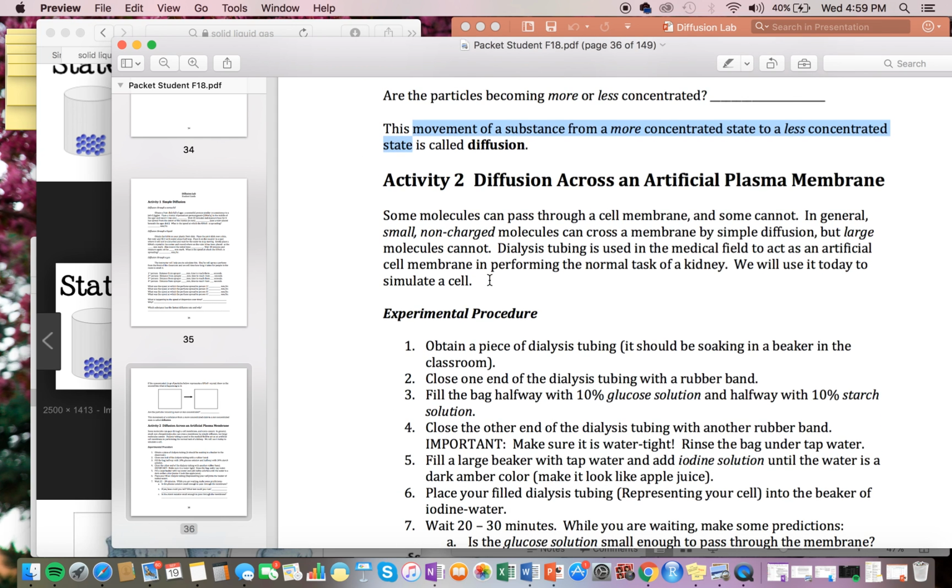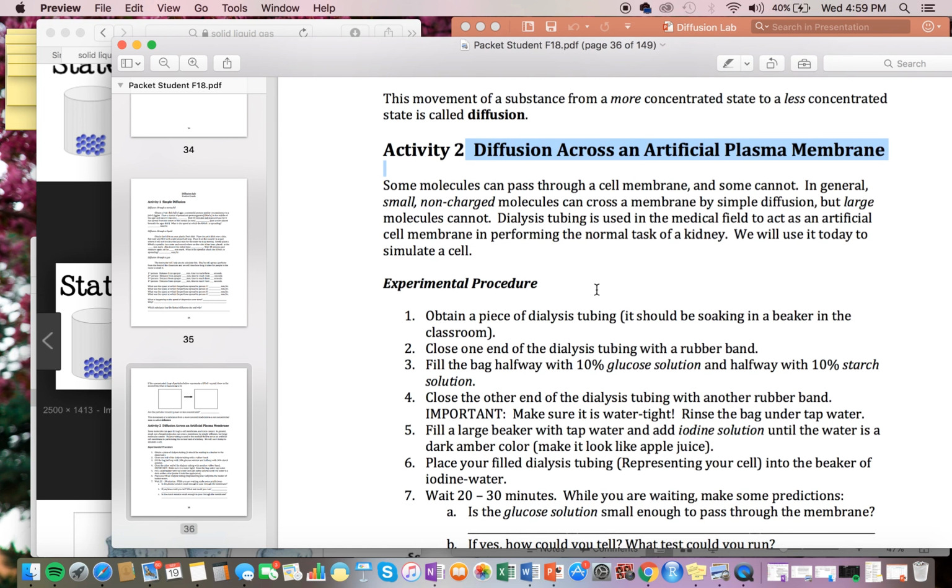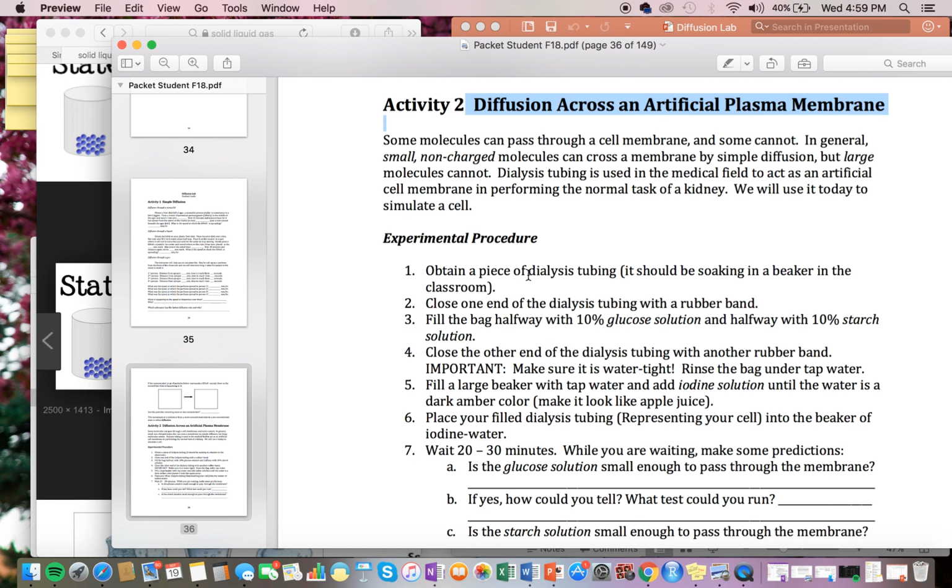Okay. So diffusion across an artificial membrane. What we did for this activity, we took dialysis tubing, and dialysis tubing acts as a semi-permeable membrane. Semi-permeable means that it lets some things in and other things out. A permeable membrane would be it lets most things in, and a non-permeable membrane means it lets nothing in. So semi-permeable means that it lets some things in and others it keeps out.